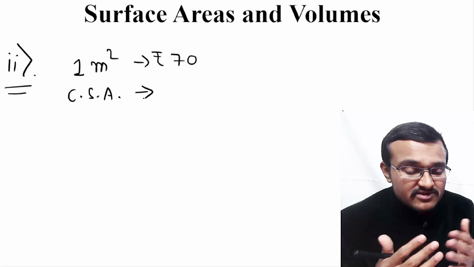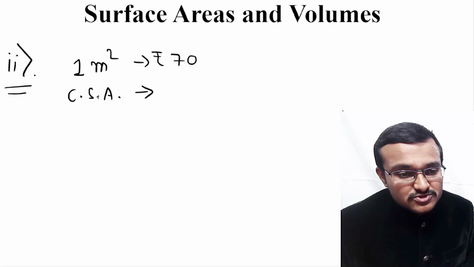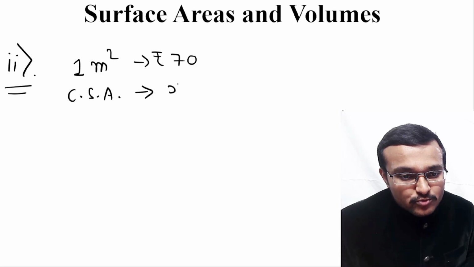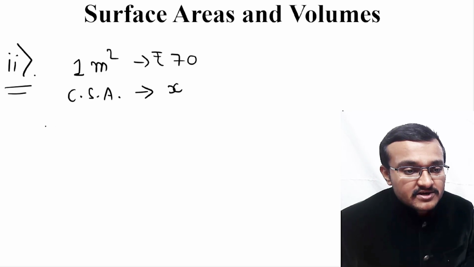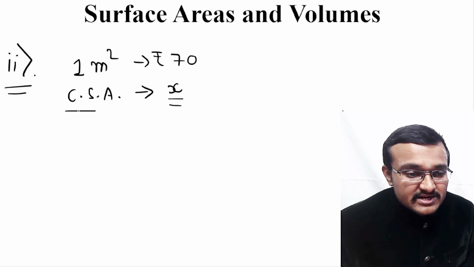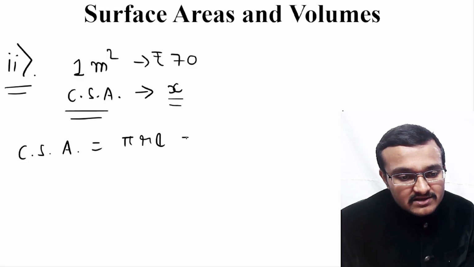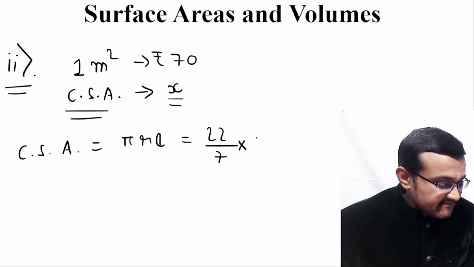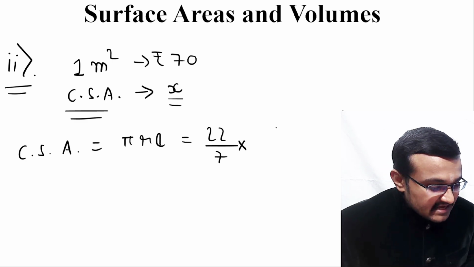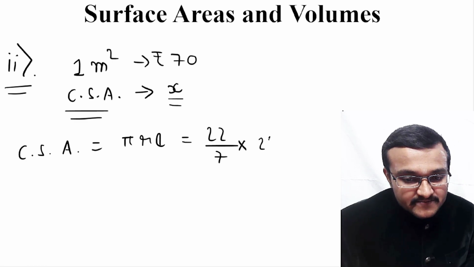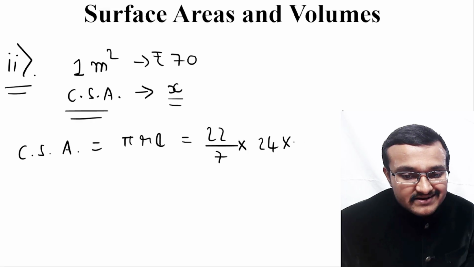In order to find the curved surface area, we will use the formula. The curved surface area will cost how much, this you have to find out. Before calculating x, we need to calculate the curved surface area. So curved surface area is pi r L. Pi is 22 by 7, the radius they have given as 24 meter, and L we have calculated as 26 meter.